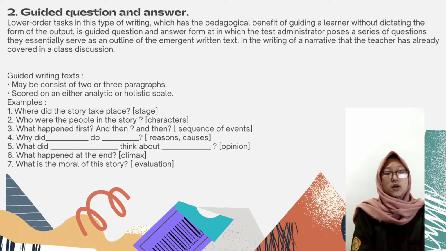4. Why did so-and-so do such-and-such is the reason and causes. 5. What did so-and-so think about such-and-such is the opinion. 6. What happened at the end is the climax. And the last, what is the moral of this story is the evaluation.